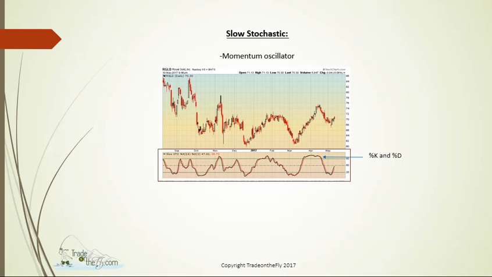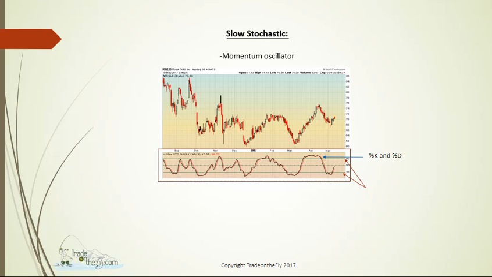And then the percentage D is going to be the simple moving average that you use to help calculate that formula. And a very common one that you'll see on daily charts in most chart platforms will be 14.3. So 14 would be the percentage K. It's going to look back 14 periods. And then 3 being the percentage D is going to be the 3-period simple moving average.